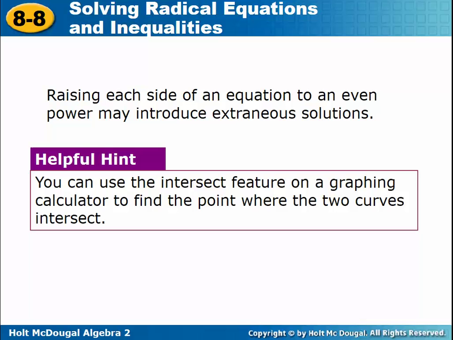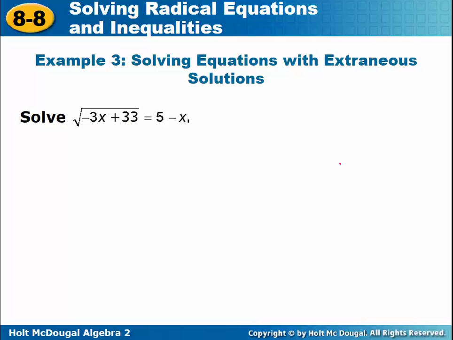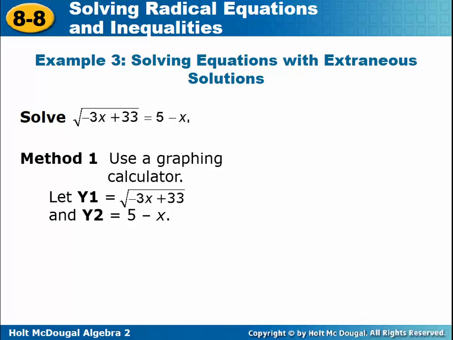All right, so this one says that we are going to check our work, which we've been doing all along, but that sometimes you might get extraneous roots, which are not solutions. Generally, this happens when we square or cube a side with a variable. Let's look at this example. We have the square root of negative 3x plus 33 equals 5 minus x. So we're going to go ahead and square both sides.